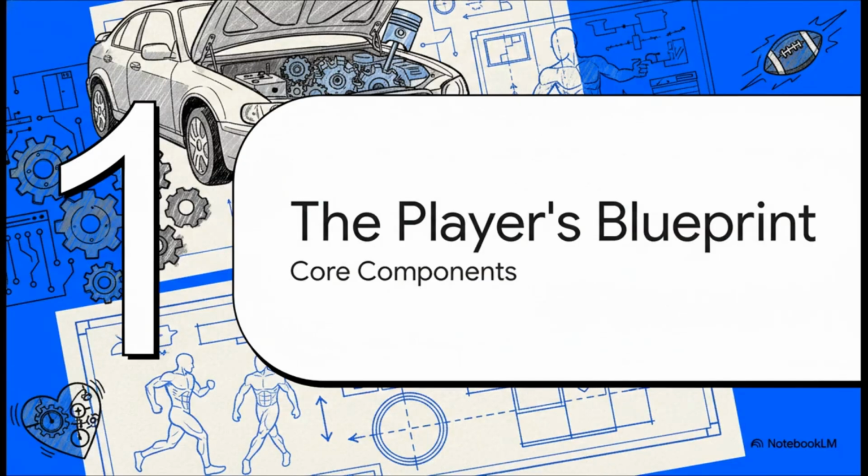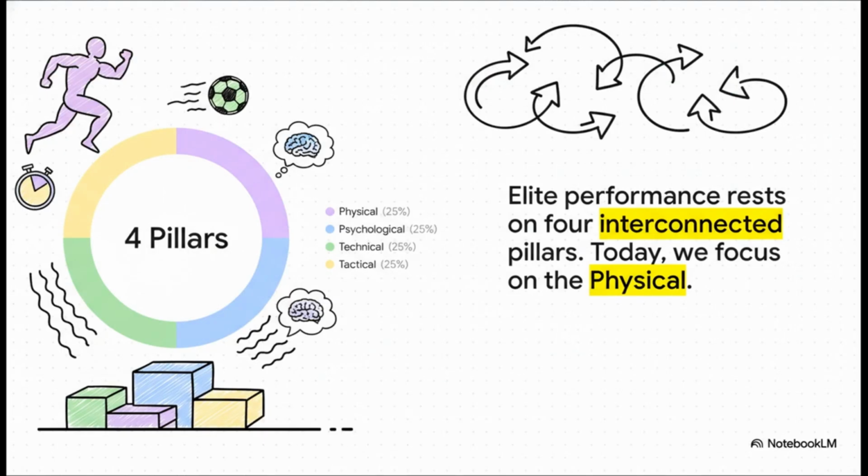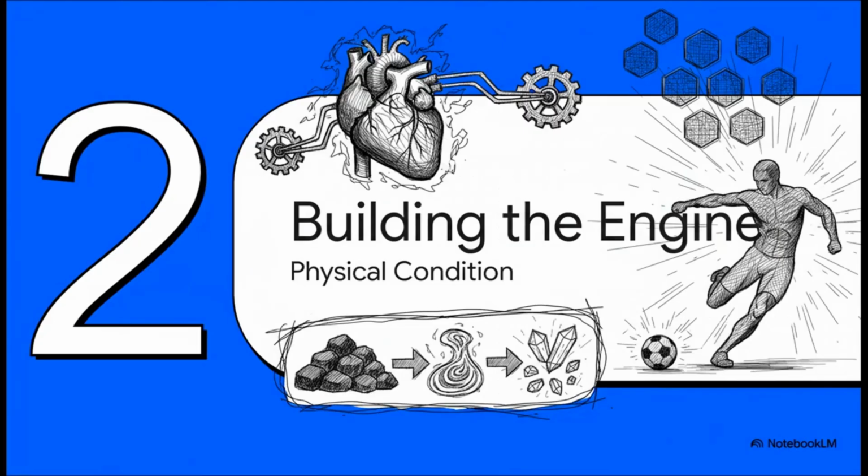All right, so let's pop the hood on this machine. We're going to look at the actual blueprint that builds these incredible athletes and figure out what makes them tick. Top-level coaching breaks it down into 4 big pillars: physical, psychological, technical, and tactical. They're all connected, they all matter, but for today, we're zooming in on the physical, because really, it's the foundation. It's what everything else is built on. So let's get into it. First up, building that engine. What are the raw materials? What goes into creating that insane physical power we see every single weekend?